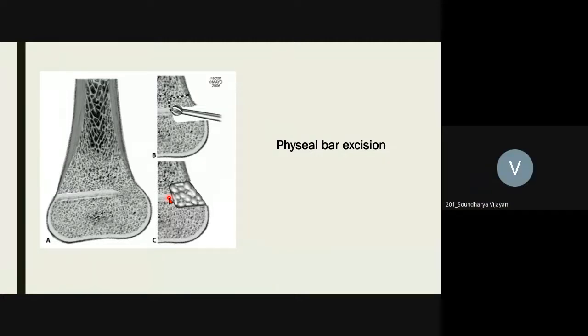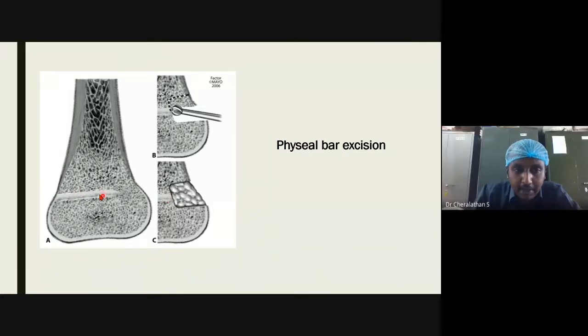Once the growth is completed, the physeal bar, sorry, not the physeal bar, the physeal plate will also be fused together. In that situation, slowly this area also gets filled up. Till the time, we have to be sure that this bone does not regrow. Usually it doesn't happen that way. Okay? Clear now?